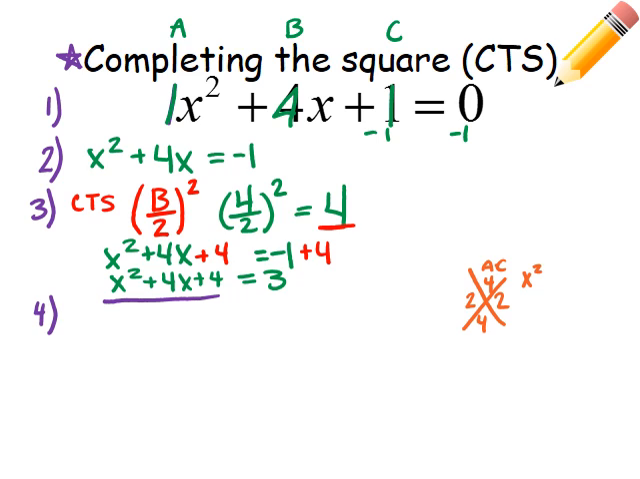If I replace my middle 4x with a 2x and a 2x, I can then group, and I end up with an x and an x plus 2, plus a 2 and an x plus 2.